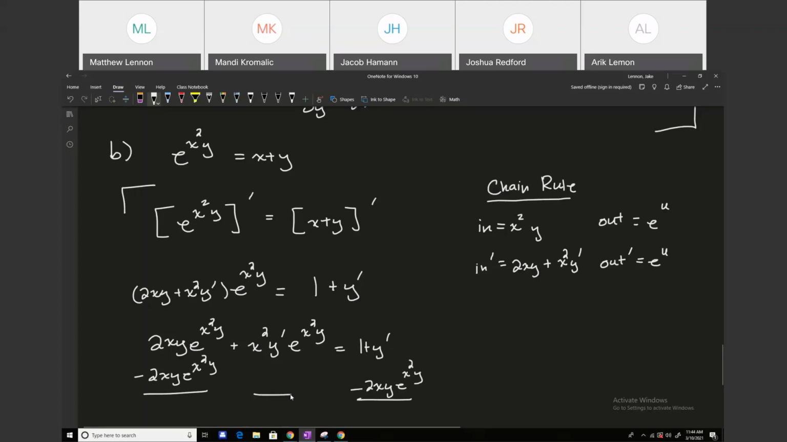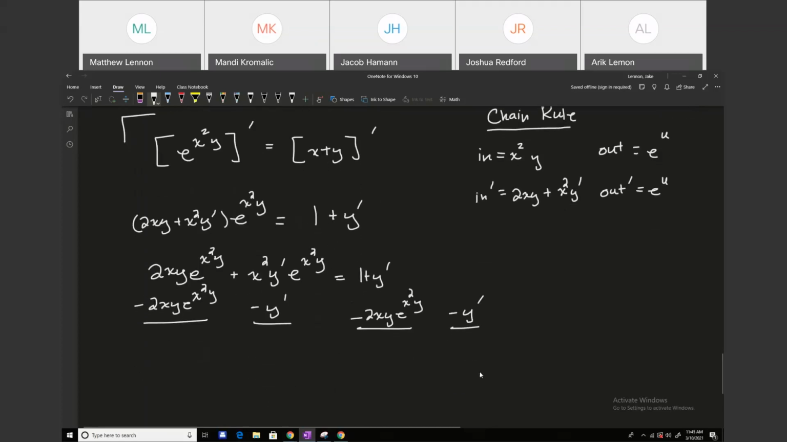And then I'm also going to subtract y prime on both sides so that the y primes are both on the left. I know this looks really messy, but everything we're doing is exactly the same as we've done for the previous problems. We're just collecting the y primes and then factoring. But again, the derivative will look like a big old mess.